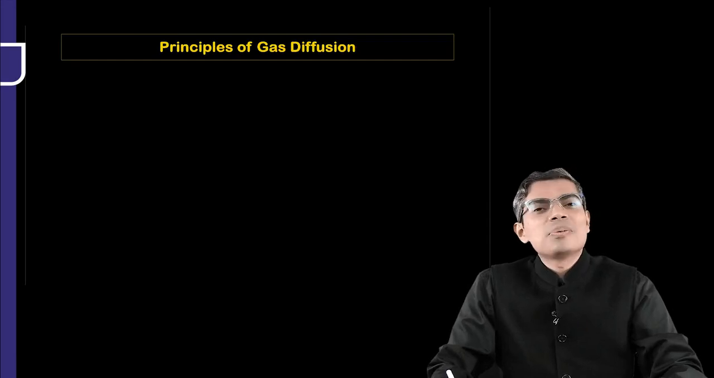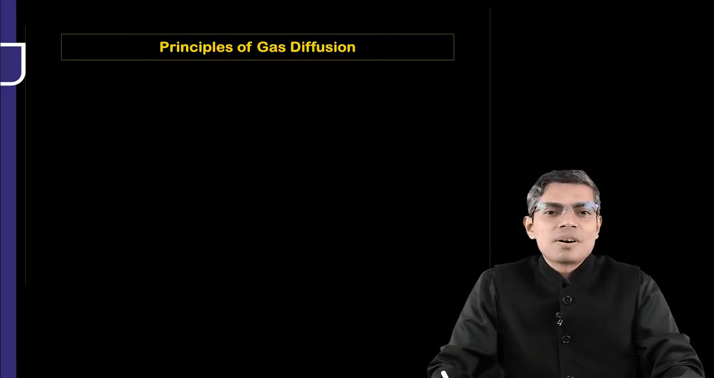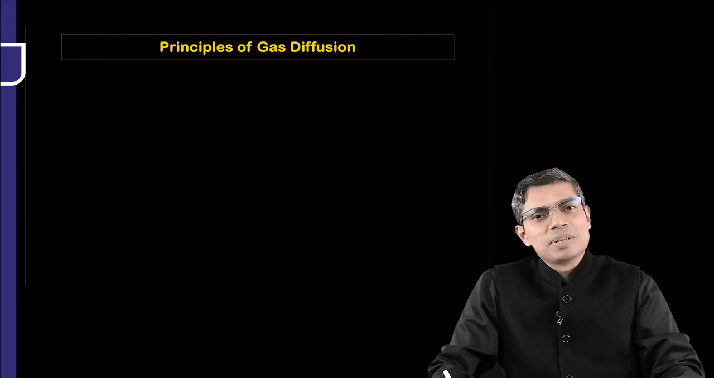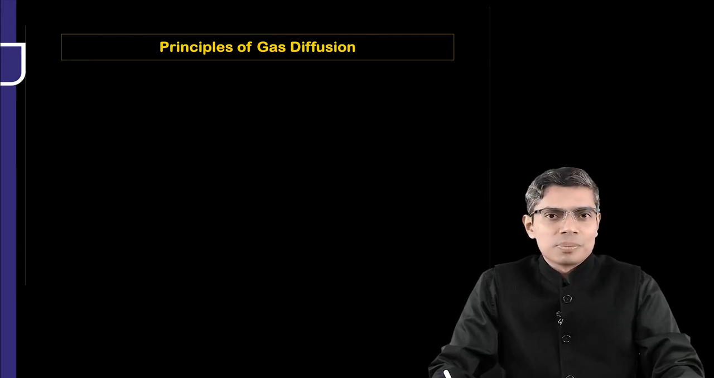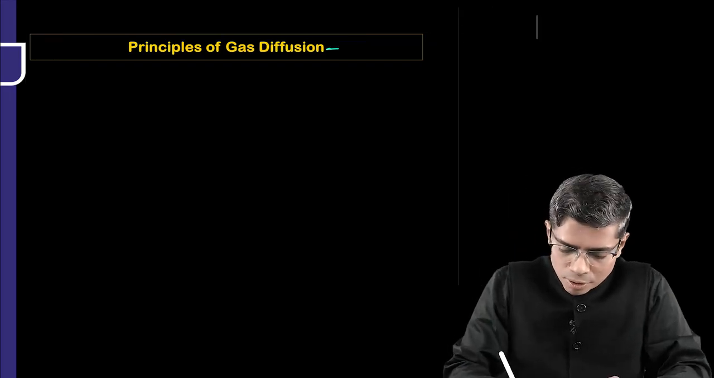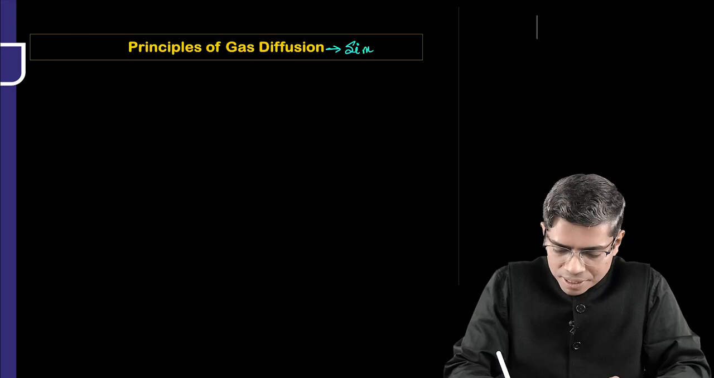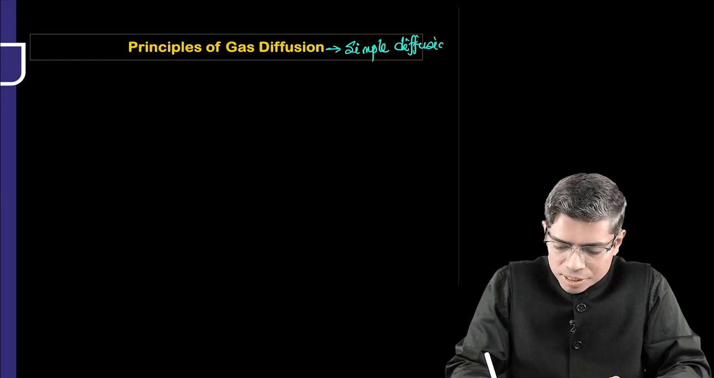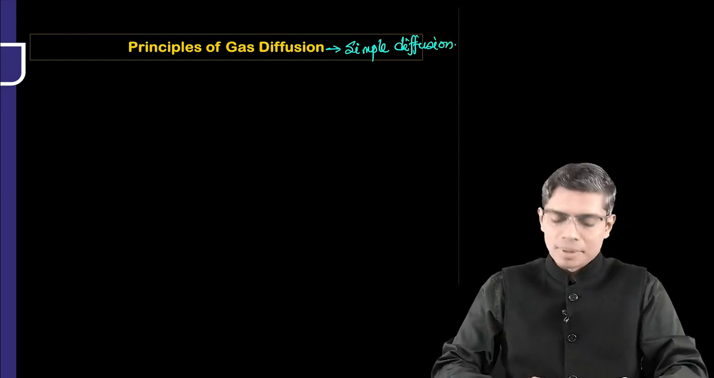Hello student, now we are going to discuss principles of gas diffusion at the level of lung. So all of us know that diffusion of gases, that is the oxygen and carbon dioxide, occurs at the level of lung by process of simple diffusion, right? So simple diffusion is the process by which exchange of gases occurs at the level of lung.